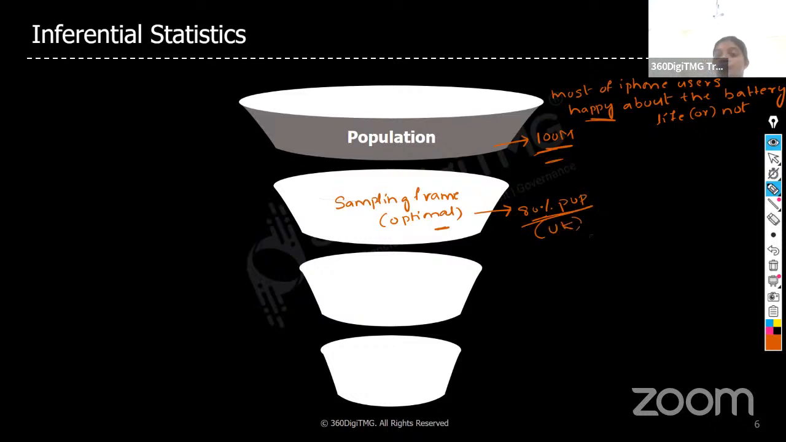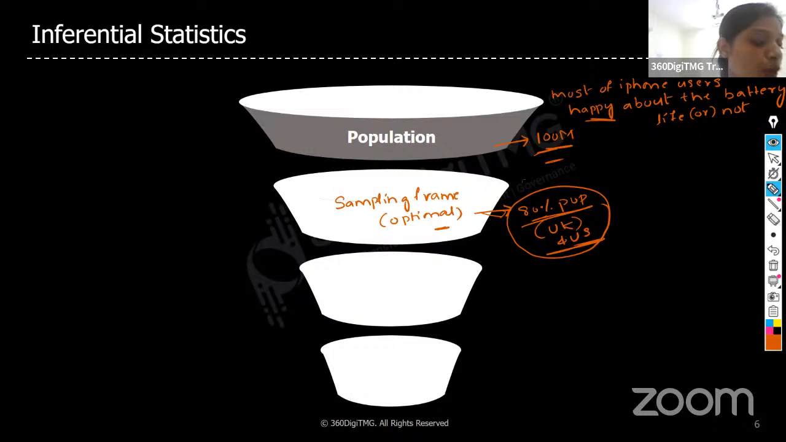80% of the population of iPhone users are present in the UK and US. This is the thing that I've understood. So this is called a sampling frame. Instead of going and working on the entire population, which takes a lot of time and is also not feasible, we can go for a sampling frame.